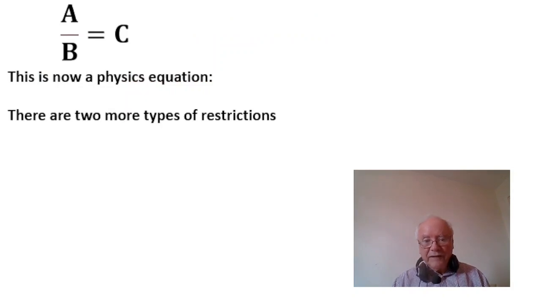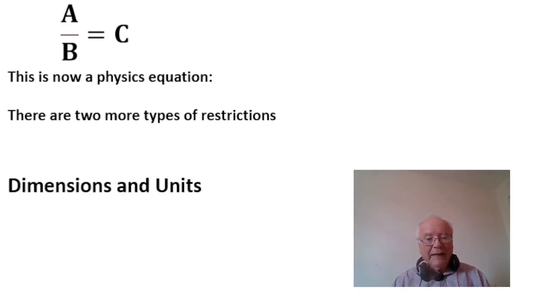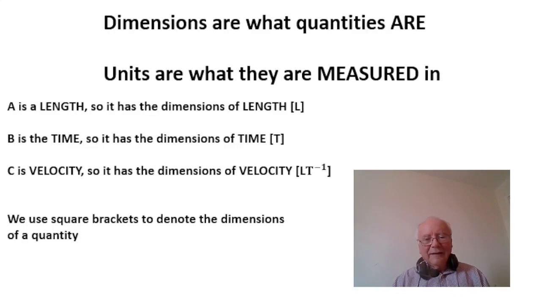Now, because it's a physics equation, A over B equals C, we've got two more types of restrictions. And the second one, apart from the physical restrictions, the two types are on dimensions and units. Now, this is something that often causes confusion. What is a dimension and what is a unit? The way to think of it is that dimensions simply are what things are. They just simply describe what they are, whereas the units are what they're actually measured in.